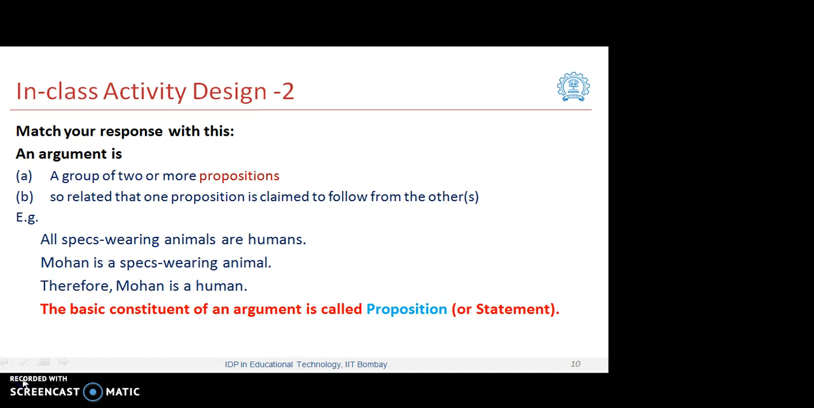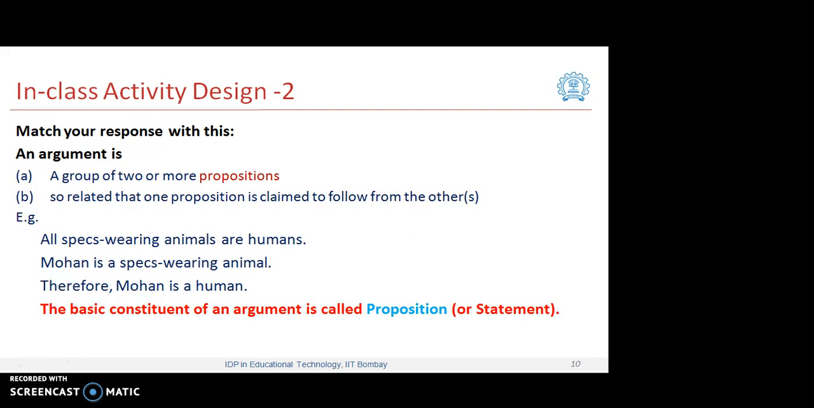The first two propositions support the proposition which follows "therefore." The first two propositions in logic are called premises, and the proposition following "therefore" is called the conclusion. So if the argument is good, the supporting propositions will strongly support the supported proposition. In this way we see that the basic constituent of an argument is basically a proposition.